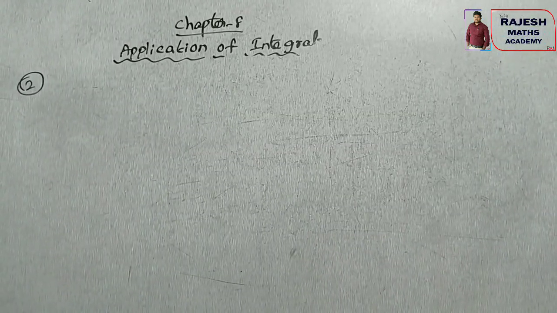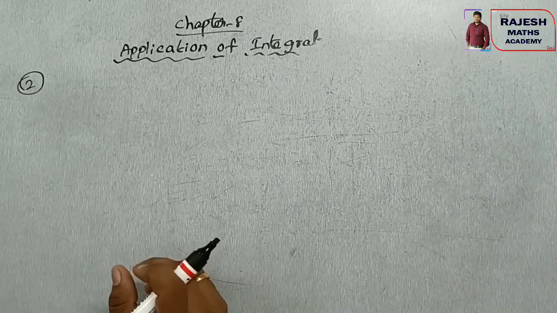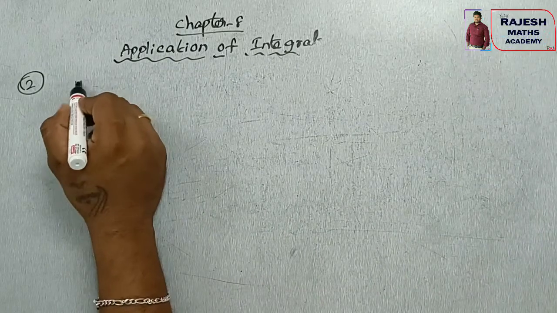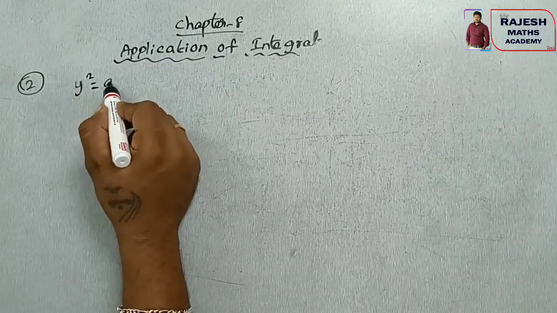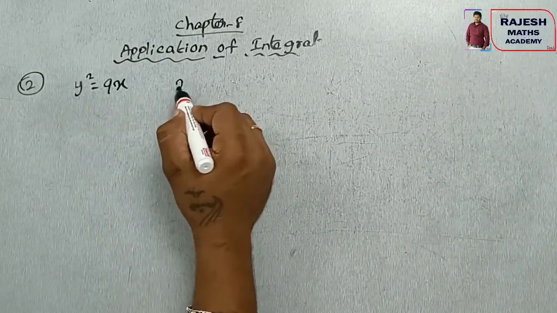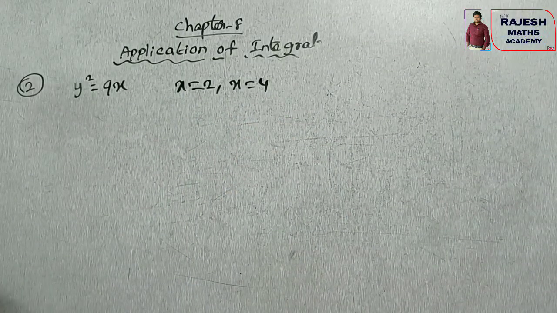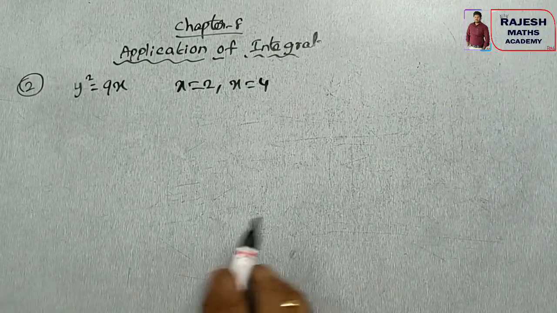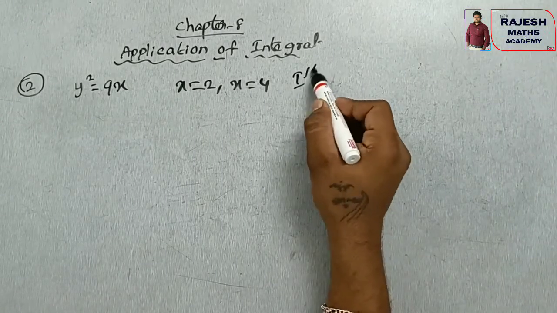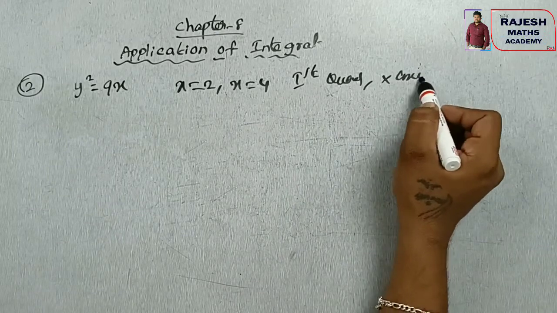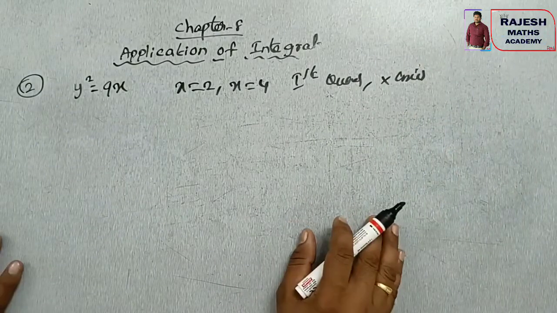Second question, also the same model as the previous question. So what is given? Question number 2. Find the area of the region bounded by the curve y square equal to 9x, x equal to 2, x equal to 4, and the x axis in the first quadrant. So I need to find the first quadrant area with the x axis.